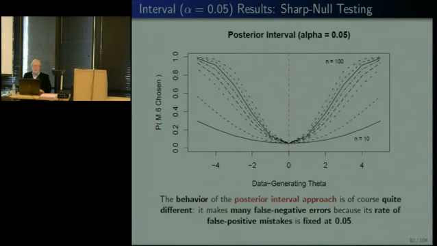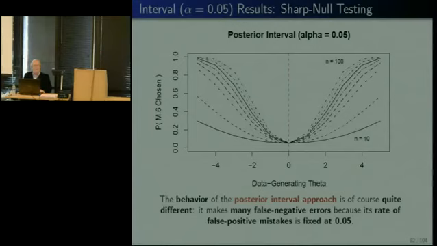All right. The posterior interval approach has a completely different behavior because its curves are all constrained to go through the point 0, 0.05. They've basically got an error rate of 5% built into them because it's an interval. And so the behavior of this posterior interval approach is quite different. It makes many false negative errors because its rate of false positive mistakes is fixed at 0.05.